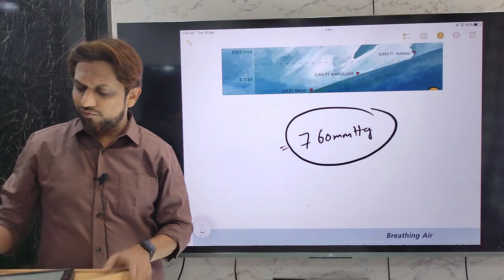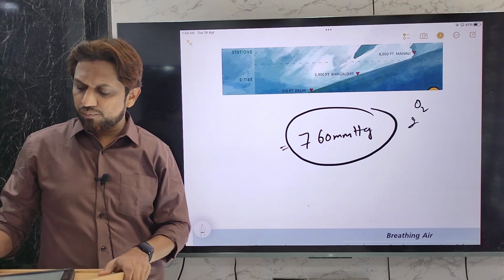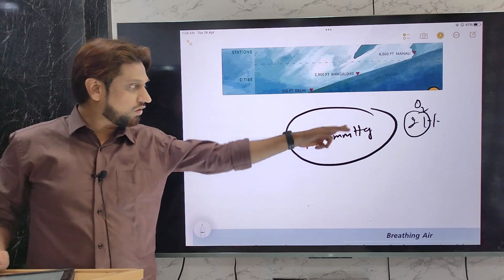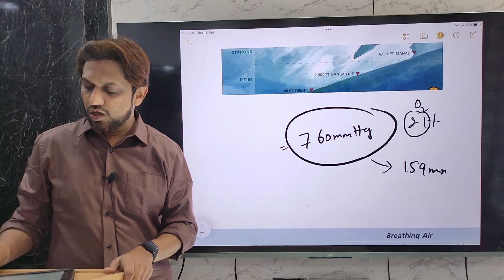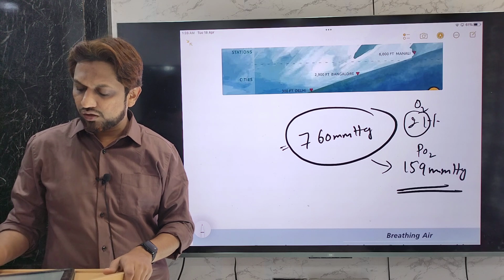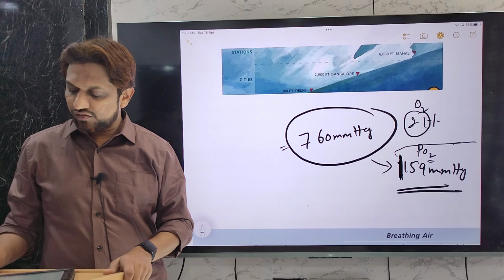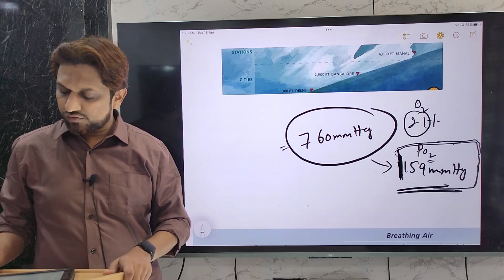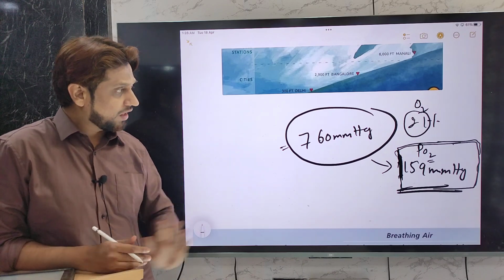We'll concentrate on oxygen. Oxygen constitutes around 21% of the total barometric pressure. If we take 21% of 760 millimeter, it is roughly 159 millimeter of mercury. What is this 159 millimeter of mercury? It is the partial pressure of oxygen. According to Dalton's law, the total pressure exerted is equal to the sum of the individual partial pressures of the different gases. We are not going to go into detail about Dalton's law at this time. Just remember this.